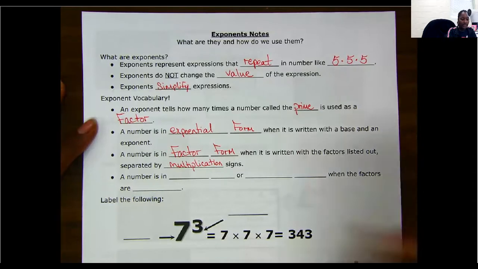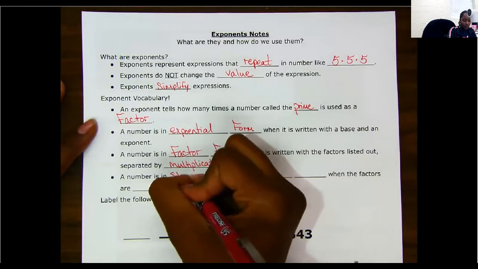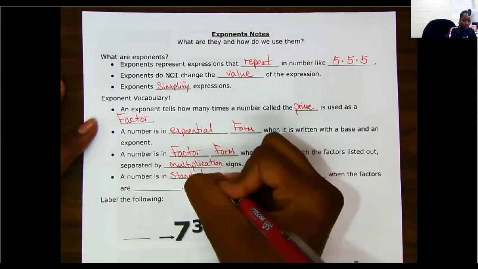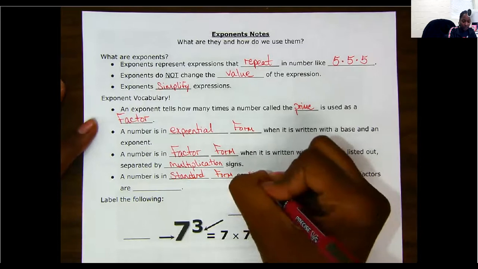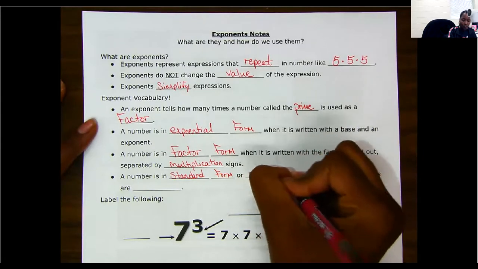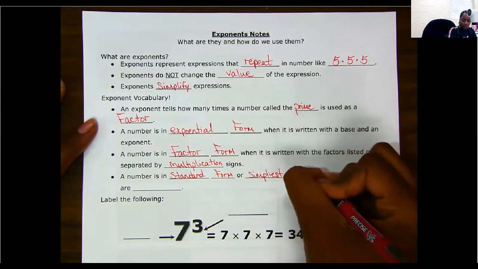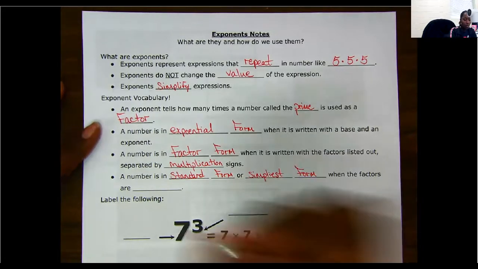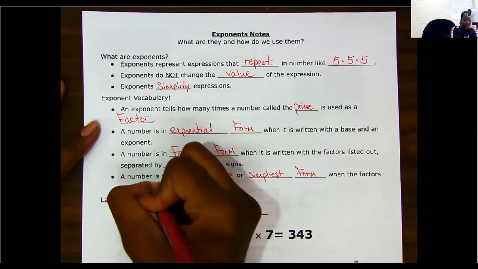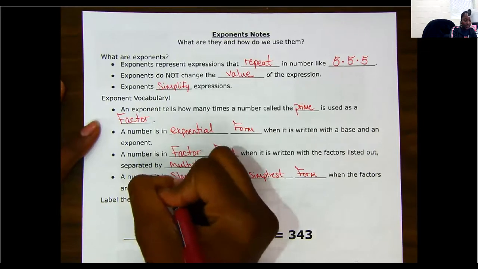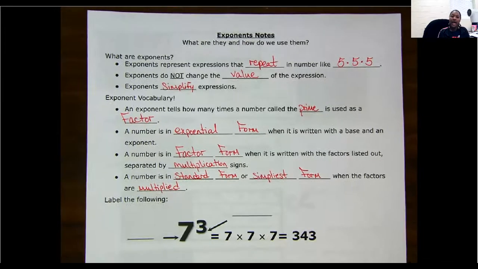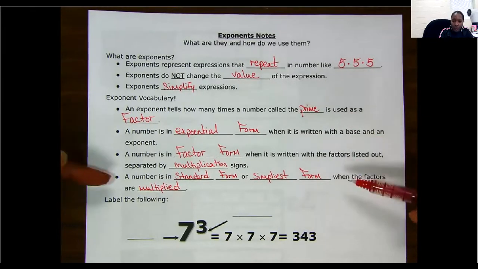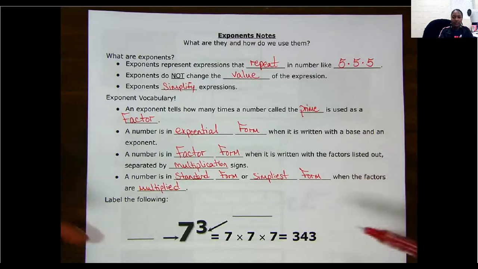A number is in standard form or simplest form. They mean the same thing. When the factors are multiplied. So pretty much it's your answer, okay? Standard form or simplest form is when you get the actual answer, okay? Now, I've given you quite a few words here. Now let's put them, what do they mean? Where do they go, okay?